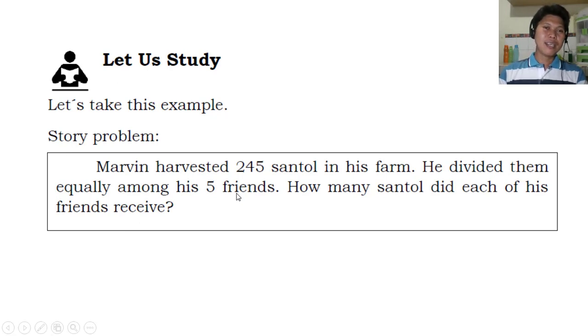So, ibig sabihin, if you're going to analyze this problem, then we need to divide this 245 by 5 so that we can get the correct answer. Kung ilang santol ba ang ilang pieces ng santol bang nakuha ng bawat isang friend. And he has 5 friends.